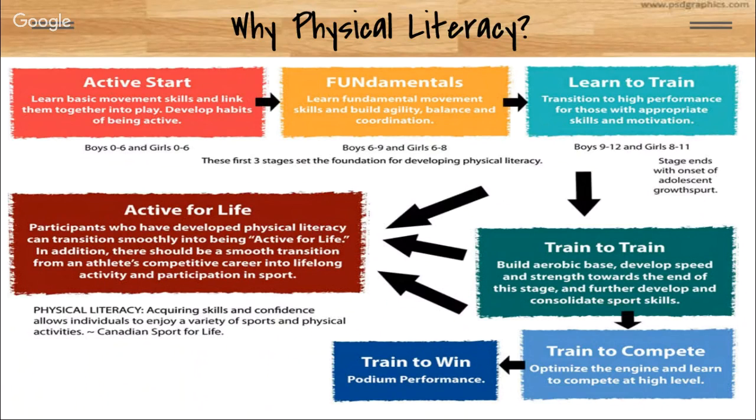Goes into learning to train. So this is where students can learn to high performance for those with appropriate skills and motivation. And then from this point, we can transition into a few different streams where we can be trained to train, or students can just move into the active for life phase. They have those fundamental skills developed. They have the ability to apply them and perform them. Some students can be ready for active for life. They want to go in that recreation stream. Some students want to go in that competitive stream, which can be that train to train.